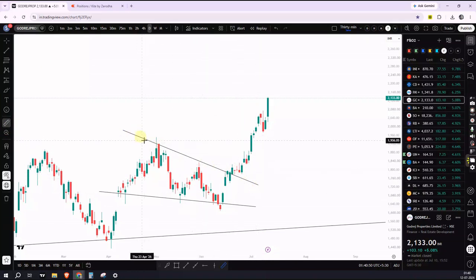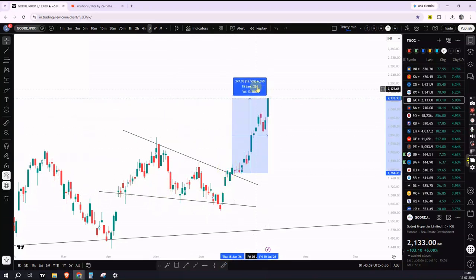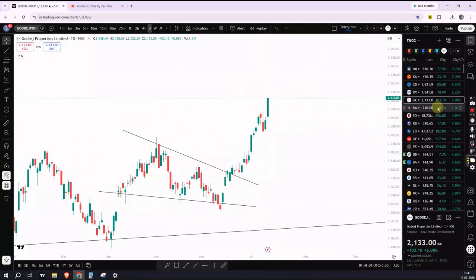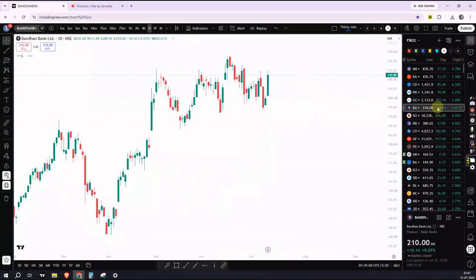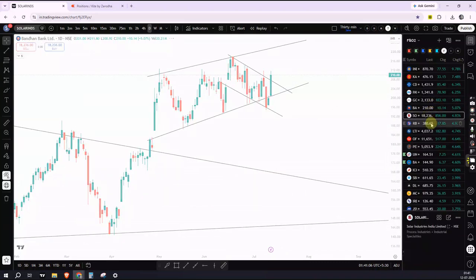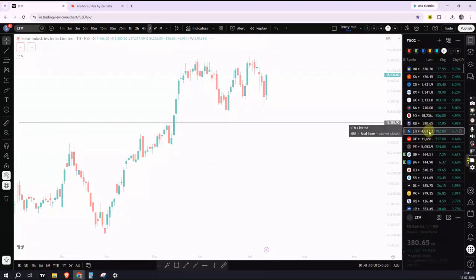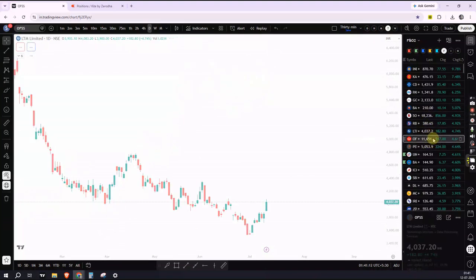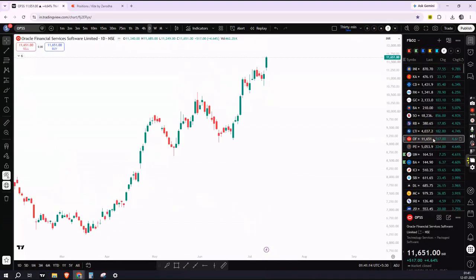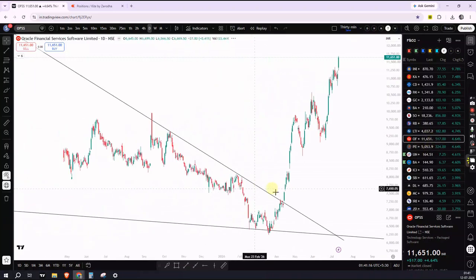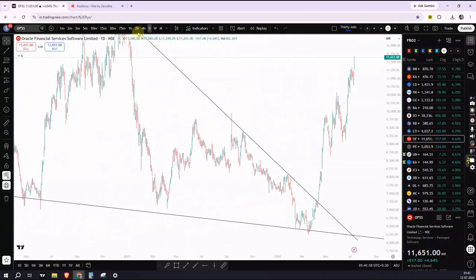See this pattern: 1, 2 rejection, 3 rejection, 1, 2, 3, 4 support, and then finally it broke out. Look at this, 20% in just 3 weeks, right? So this is what you have to be doing. This is how I actually maintain my watch list, draw patterns, do multi-time analysis, and this is how I take trades.